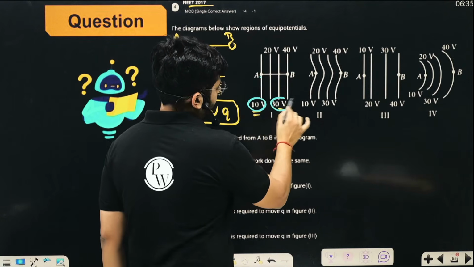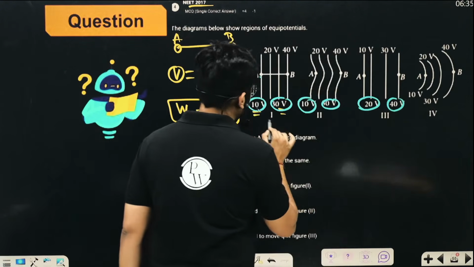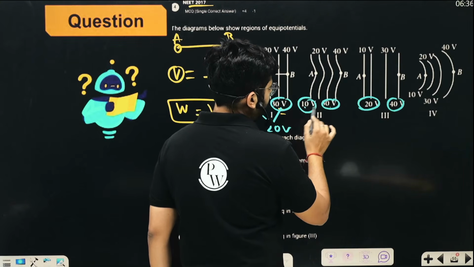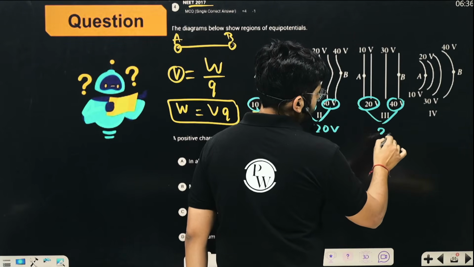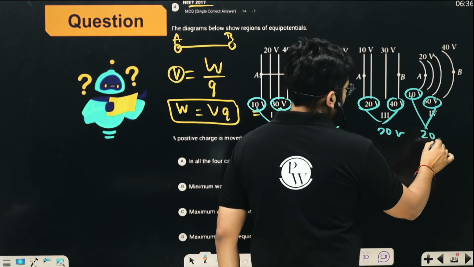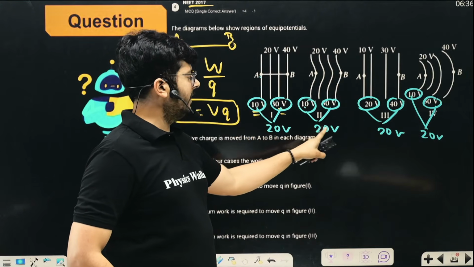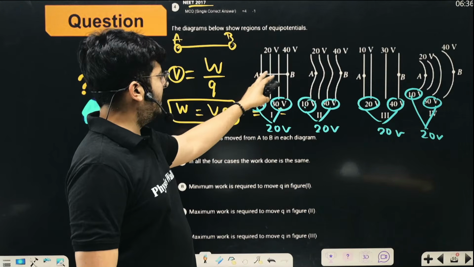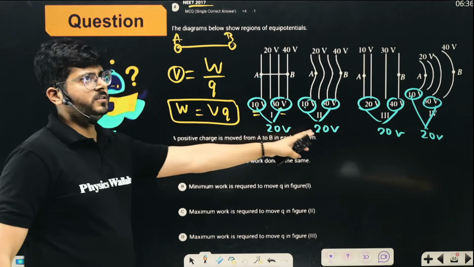This is 10 volt, this is 30 volt, this is 10 volt, this is 30 volt, this is 20, this is 40. So over here, between 10 and 30, the potential difference is 20 volt. Between 10 and 30, the potential difference again is 20 volt. Between 20 and 40, the potential difference is 20 volt. Between 10 volt and 30 volt, the potential difference is 20 volt. So you see that when the charged particle is moving from A to B, you are always moving between two points with a potential difference of 20 volt.